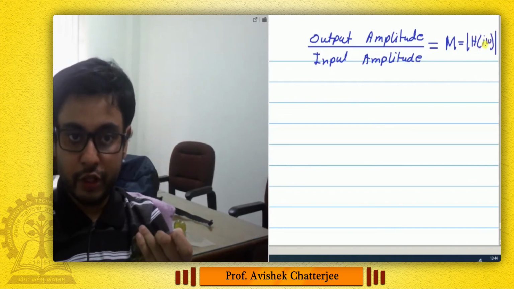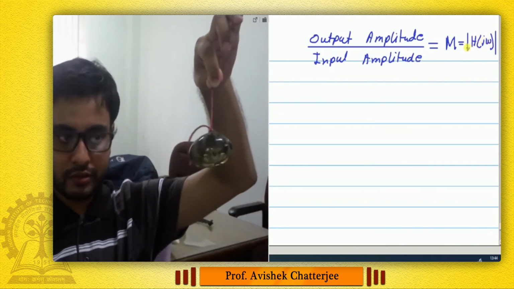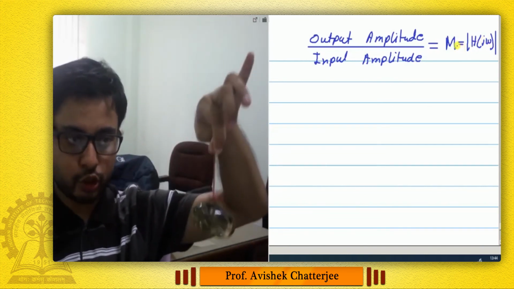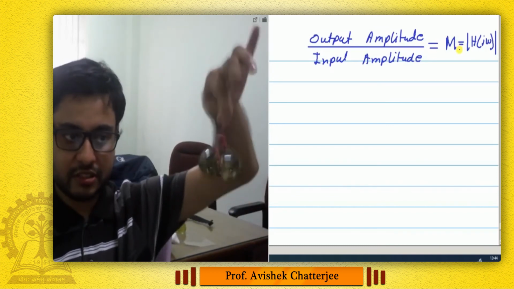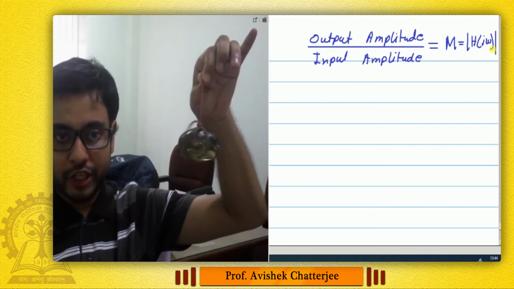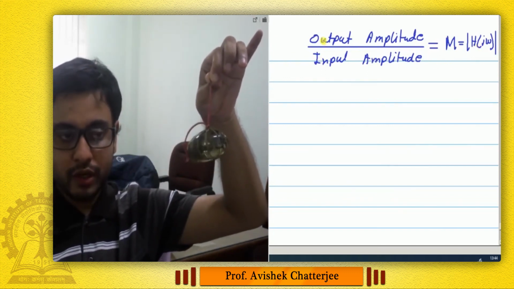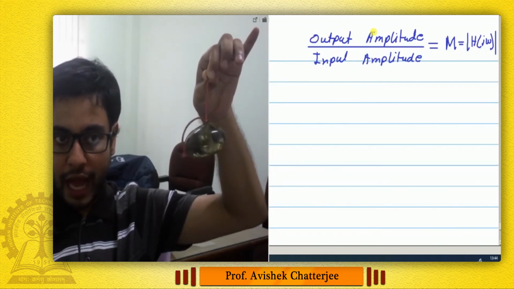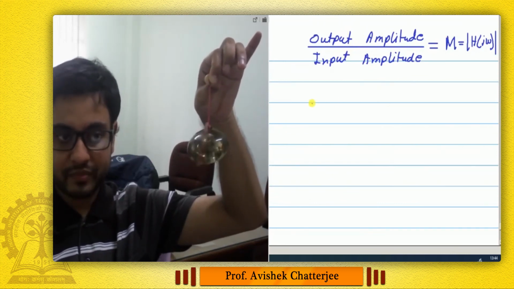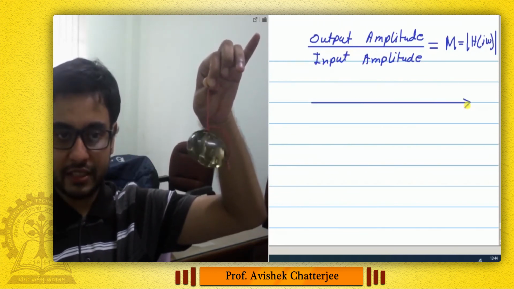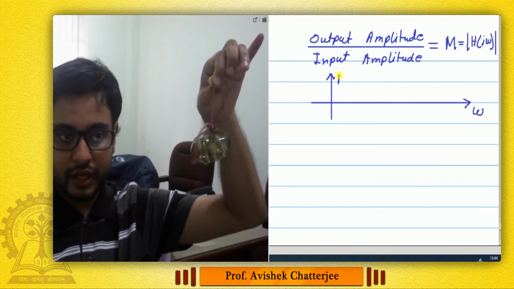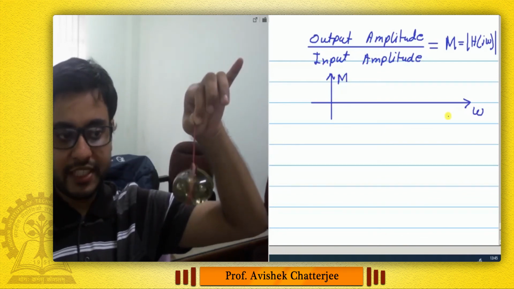for some frequency omega. And I can also change the frequency of input, like now the frequency is very slow and now the frequency is very fast. So I will change the input frequency, and you have to find this ratio of output amplitude and input amplitude at different frequencies, and then we will plot that as a function of omega. Okay, m versus omega. So let me do this experiment.